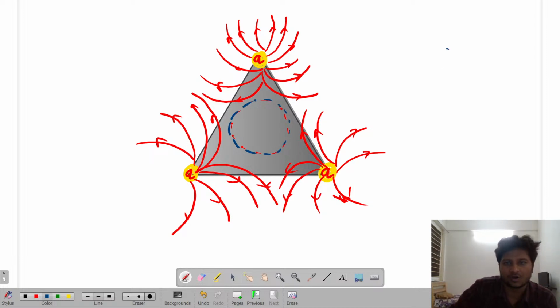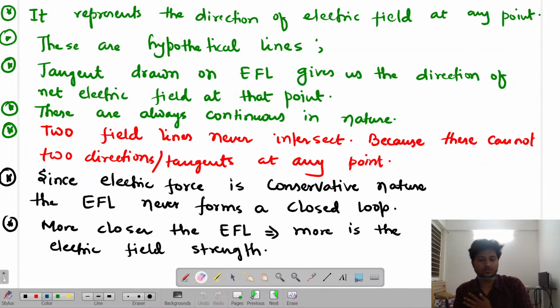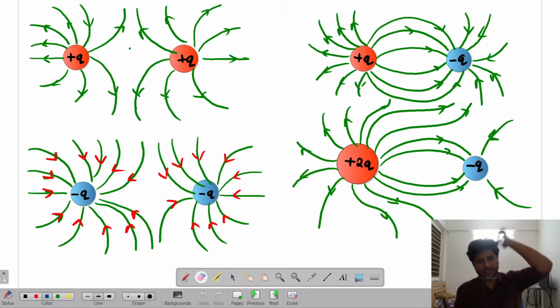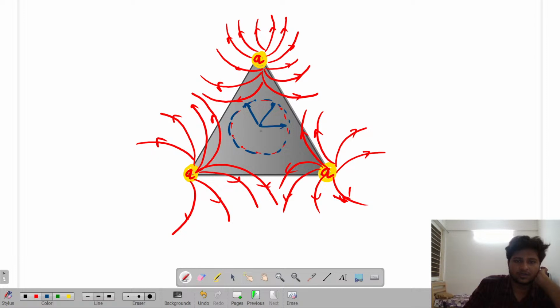Why is it not closed? Because if it is closed, that means it is not a field line, because electric field lines cannot be closed. Right now we have said that electric field lines cannot form a closed loop. So they do not form a closed loop, but definitely they create an interior circle between them, which is located at some distance away from the centroid of the triangle. Are you able to get me or not?